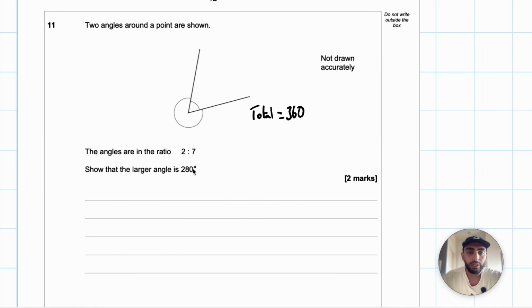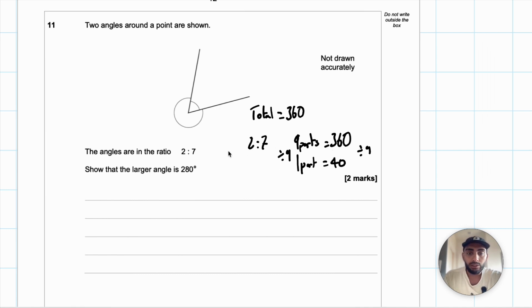So we can forget about this, and we just want to make sure our answer is 280. Right now it's 2 to 7, so altogether there are 9 parts, and that's equal to 360. What would 1 part be worth? We've divided by 9 there, so we're going to divide by 9 there. 36 divided by 9 is 4, so it's going to be 40.